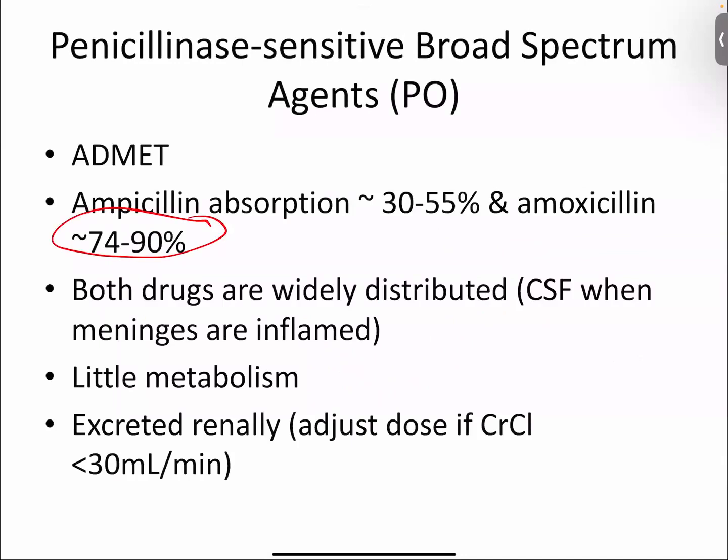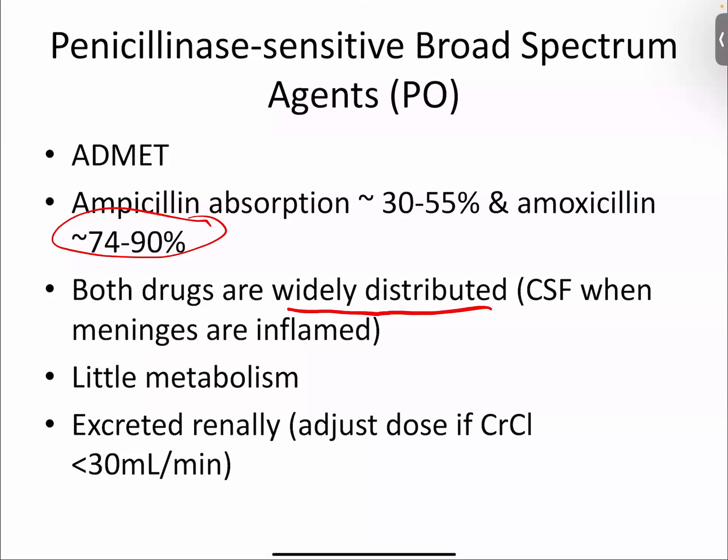74 to 90% for amoxicillin, that's the range. So that's pretty good. Widely distributed, so they get pretty much everywhere in the body. And then they will get into the central nervous system, especially when somebody presents with a meningitis. So when the meninges are inflamed and the blood-brain barrier becomes a little bit leakier, these drugs have an increased ability to cross the blood-brain barrier.